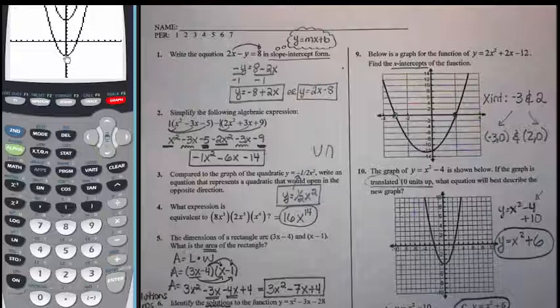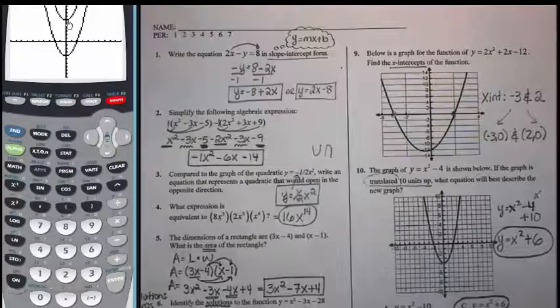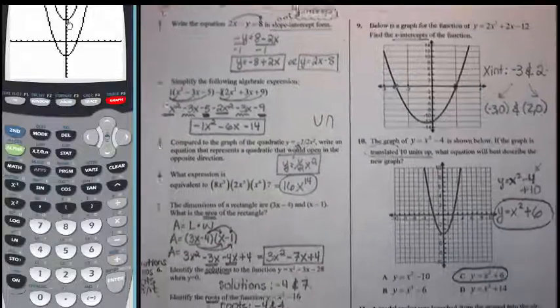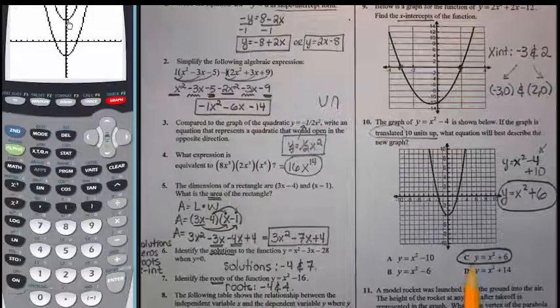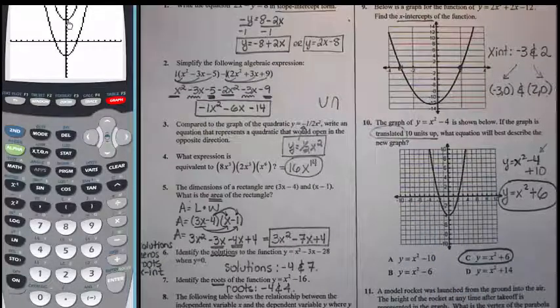If you notice, the transformation described in this problem is that I start out with this and I translate it up 10 units. Well, using the calculator, you can count 1, 2, 3, 4, 5, 6, 7, 8, 9, 10. So I did the job correctly. That is a confirmation that this is the correct answer. So make sure that for problem number 10, the answer is letter C. All right. Let's go on to problem number 11.